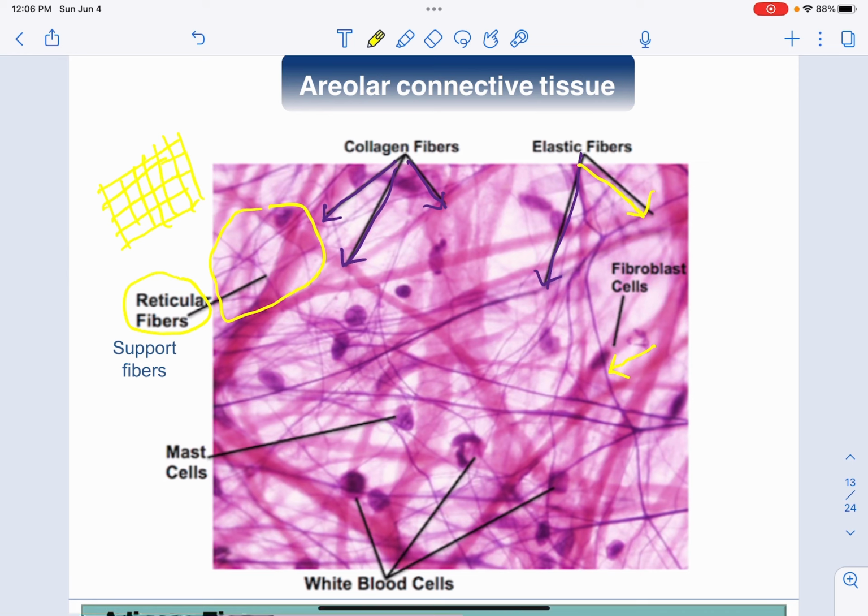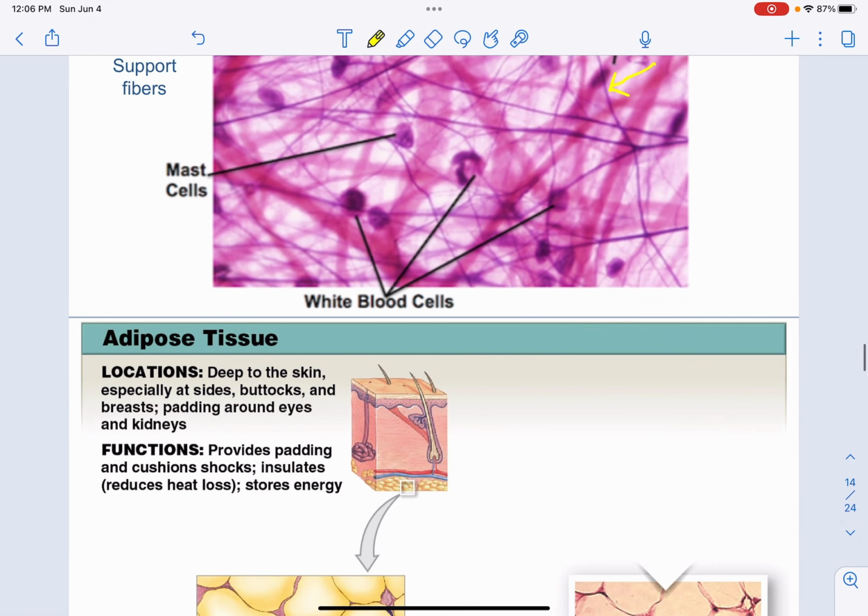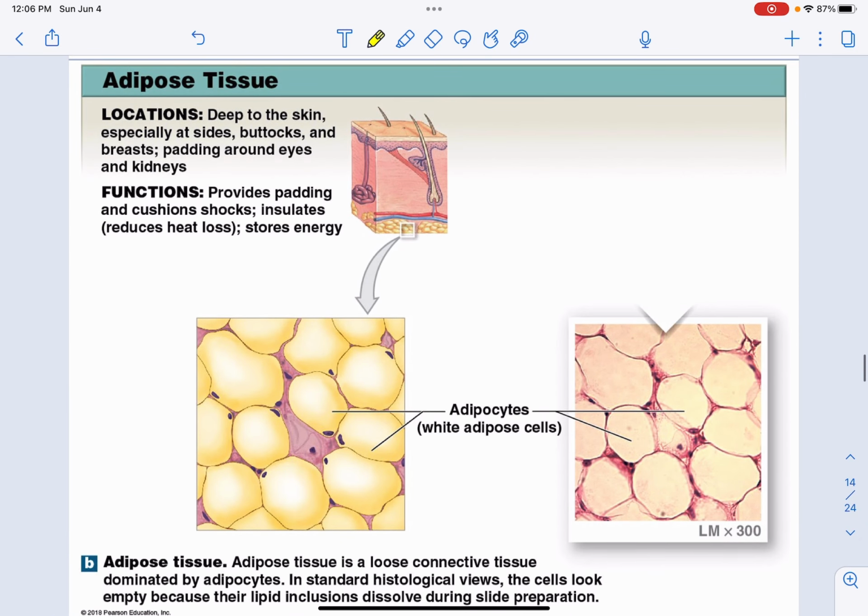So you can see all the different types of fibers, you can see the different cell types, and you can see the ground substance. You can see that it is not defined by cellularity. There's not as many cells there as there are fibers and ground substance. The next type of connective tissue is called adipose tissue.